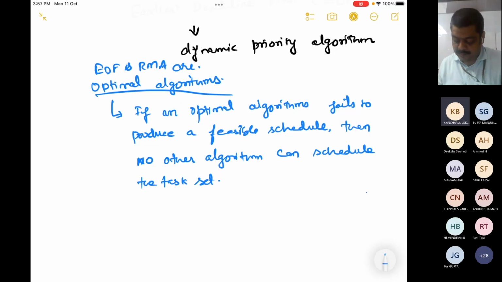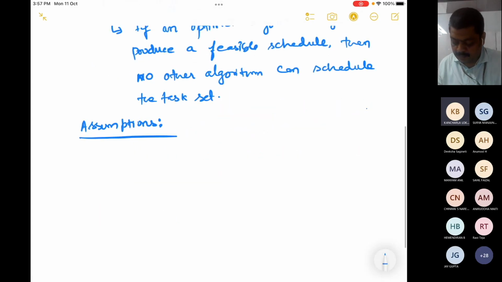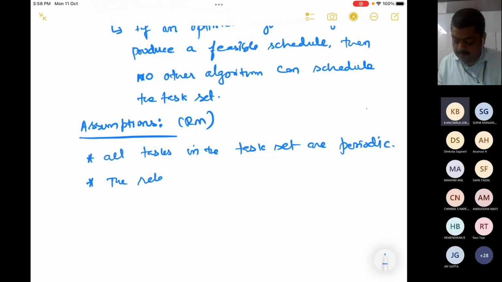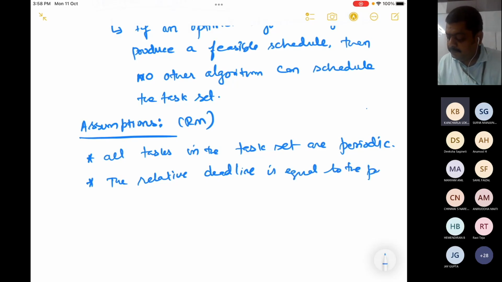Okay. Now the assumptions here. The assumption is that all tasks in the task set are periodic. This is mainly for the RM algorithm, so these are the assumptions for RM. Then, the relative deadline is equal to the period. The relative deadline is equal to the period.